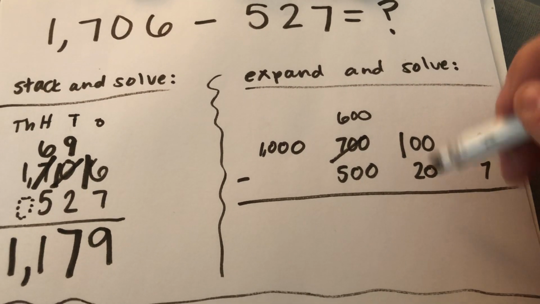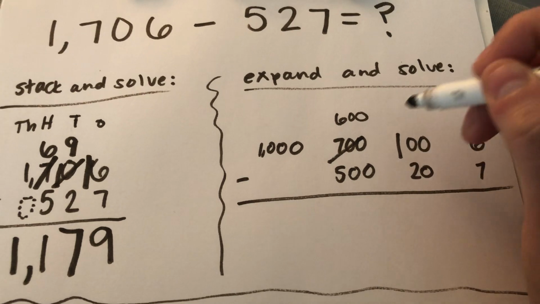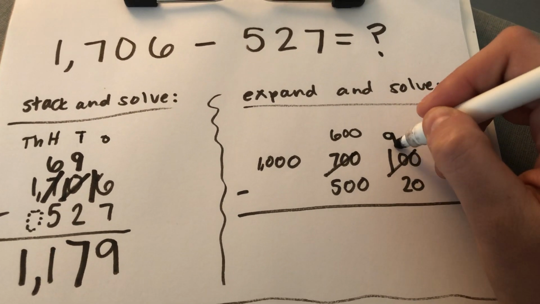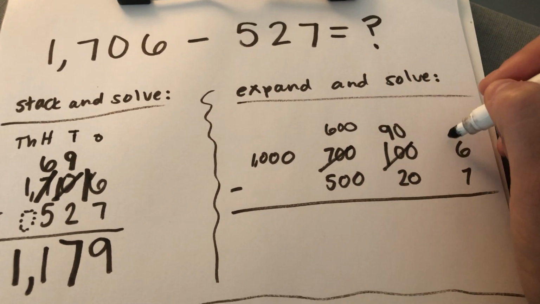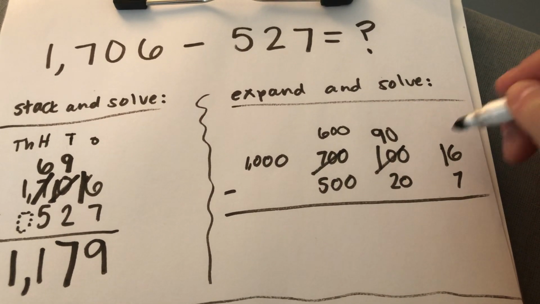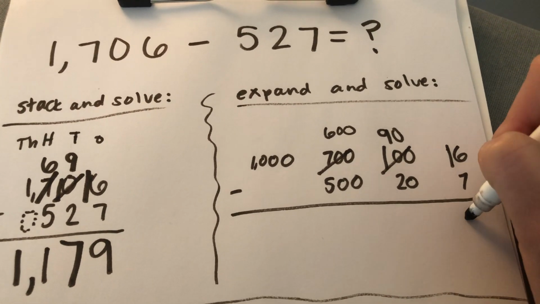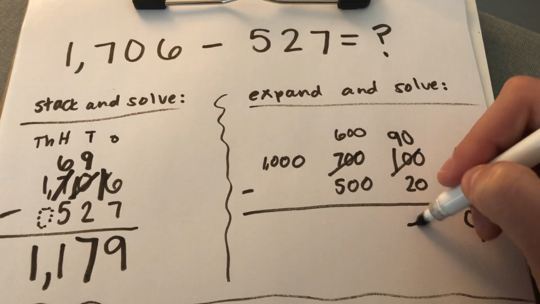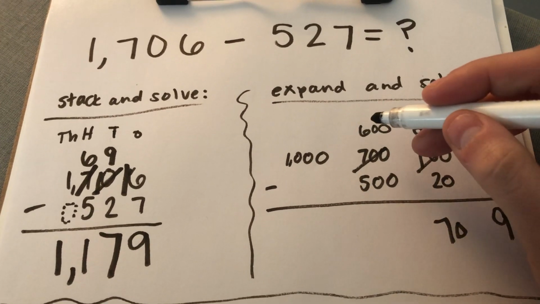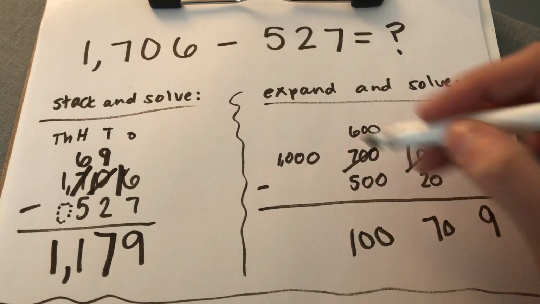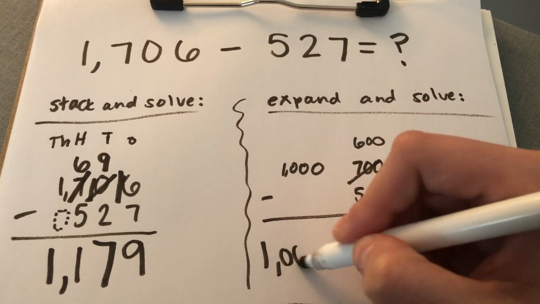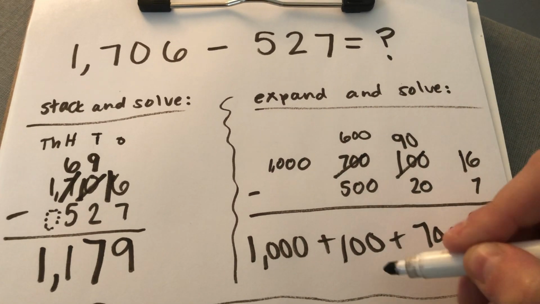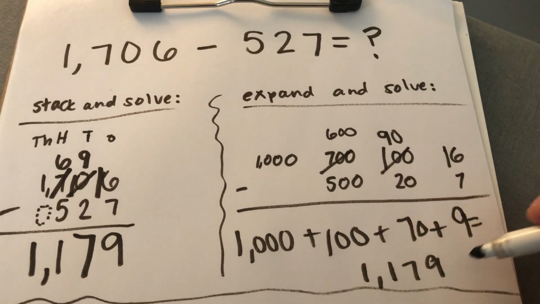We're not subtracting here. The whole point of this was to give it to the ones. Now the ones can regroup from the tens, leaving 9 tens, or 90, and giving that 10 to the ones place, creating the 16. 16 minus 7 is 9. In the tens place, we have 90 minus 20. That gives us 70. In the hundreds place, we have 600 minus 500. That gives us 100. And then in the thousands place, we have 1,000 minus nothing, which leaves us with 1,000. We know that the expanded form of that is actually 1,179.